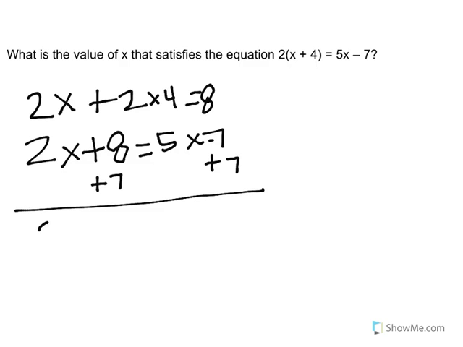So if we bring down, we have 2x plus 8 plus 7, which is 15, equals 5x, and a negative 7 plus 7 is 0. So now we are left with 2x plus 15 equals 5x. Now let's move the 2x over. What we can do is subtract 2x from both sides.